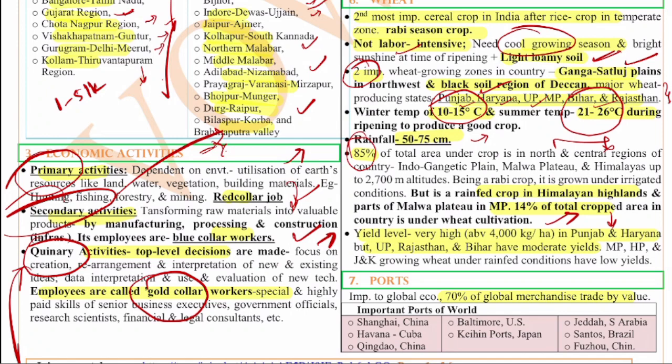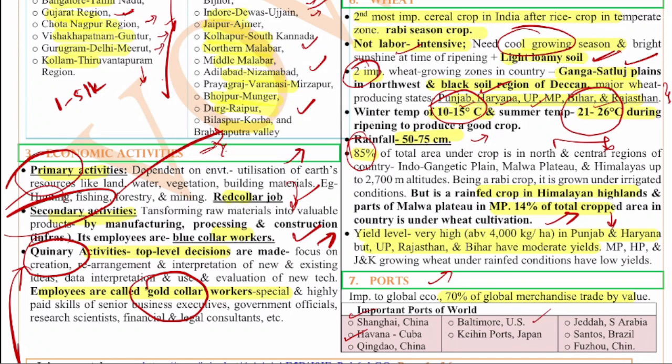Next, the seventh question is about ports. Ports are very important for global merchandise trade. 70% of world trade by value happens through shipping routes, so that needs ports. The important ports of the world: Shanghai port in China, Havana in Cuba. Havana is also a very famous port, and a lot of tourists go there.